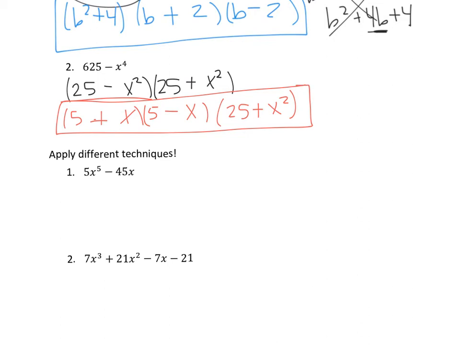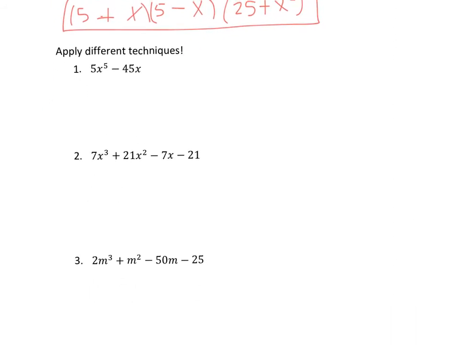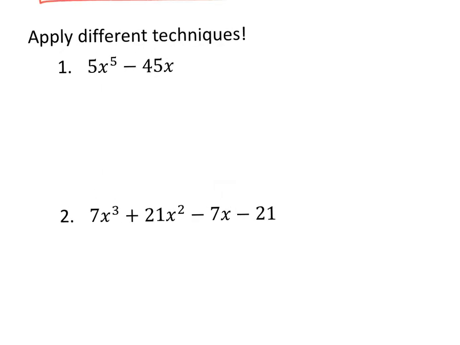All right, now let's look at applying different techniques, some techniques that we already know about. So if I look at 5x to the 5th minus 45x, those are not the difference of two squares, but what can I take out of both of them? I can take out a 5x, and I'm going to zoom in a little bit. So here I go, I take out a 5x. Now I undistribute, and 5x times what gives me 5x to the 5th? X to the 4th. 5x times what gives me negative 45x? Well, a negative 9. Now I look and see if I can continue to factor. And this x to the 4th minus 9 is a difference of squares, so I can continue to factor that.